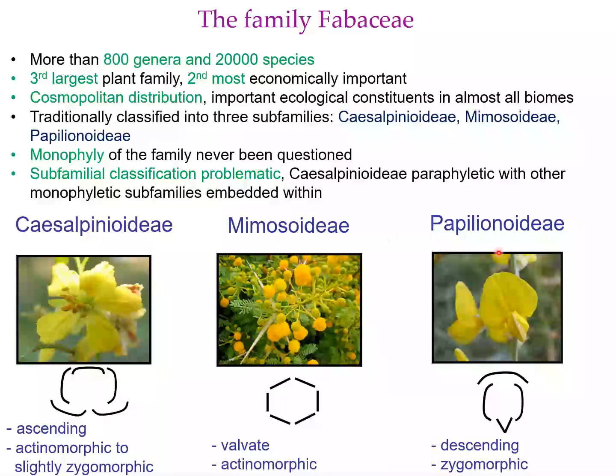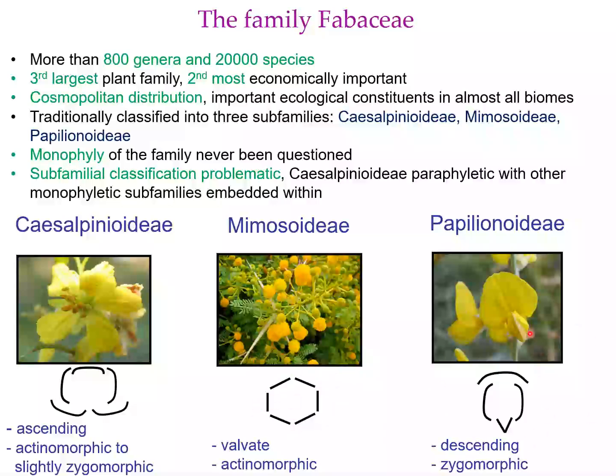We can see here a representation of the three traditionally recognized subfamilies. This was mostly done based on floral characteristics. But over time we realized that this is not as simple, and that there is deviation from these floral characters. So we have the Caesalpinioids that typically have this ascending valvation, and the flowers are generally symmetrical across several planes of symmetry, or so-called actinomorphic. We have a valvate estivation in the mimosoids, and they are symmetrical across many planes.